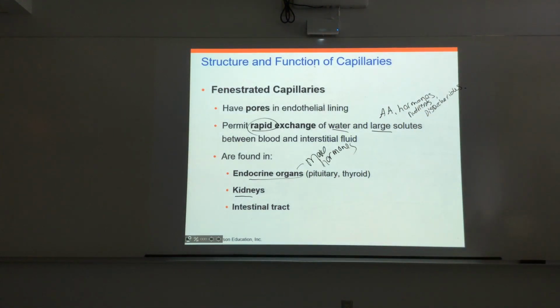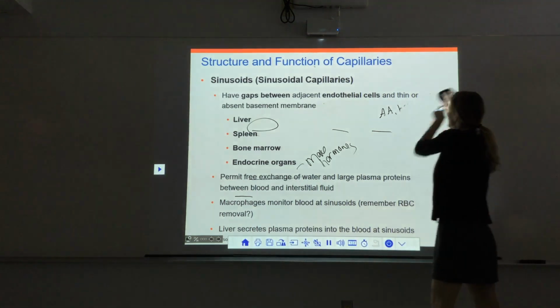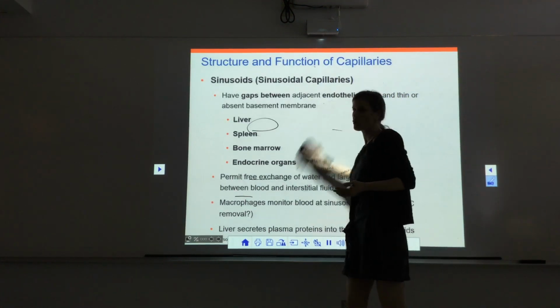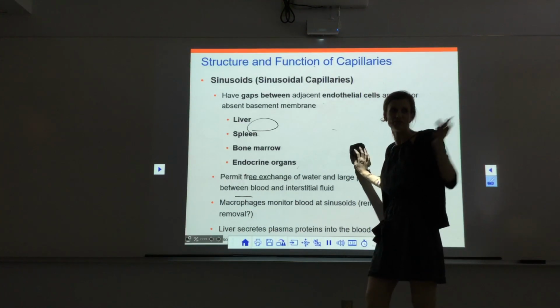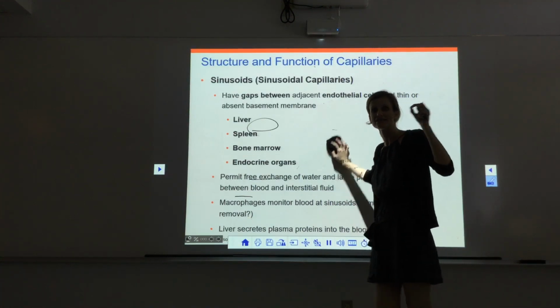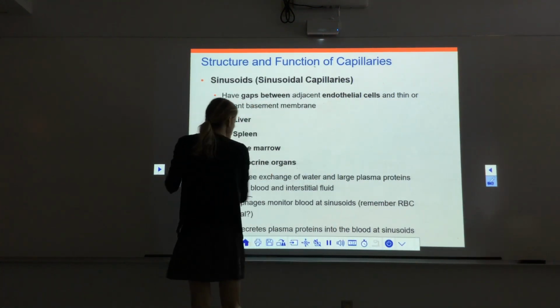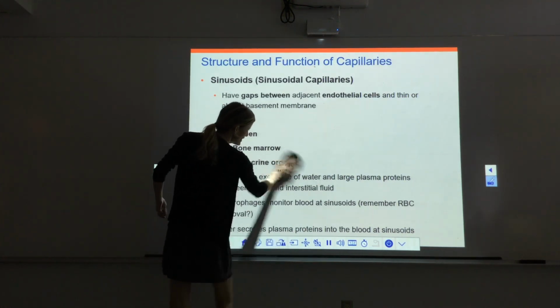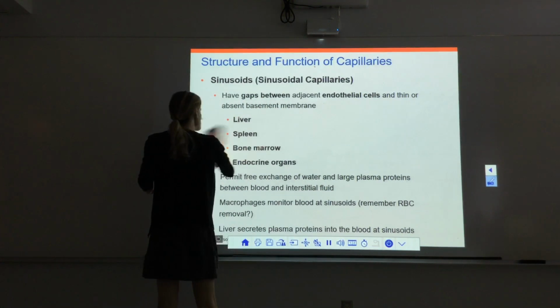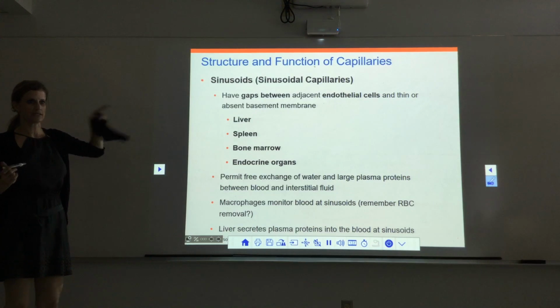Now, we also have very specialized fenestrated capillaries that are called sinusoids or sinusoidal capillaries. These don't just have pores present, they got big gaps between endothelial cells. Okay, so this is not a great barrier. There are really nice sizable gaps between the endothelial cells. And then the basement membrane is just not a barrier. Okay, it's either thin or absent. So it's really, really easy for things to cross in and out of these blood vessels, these sinusoids.